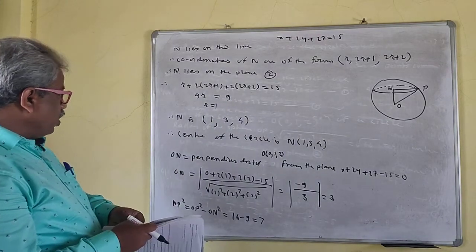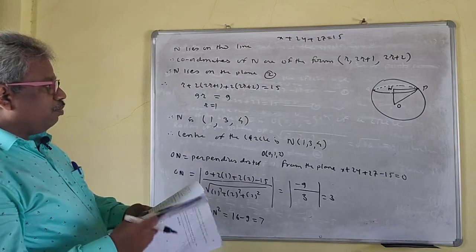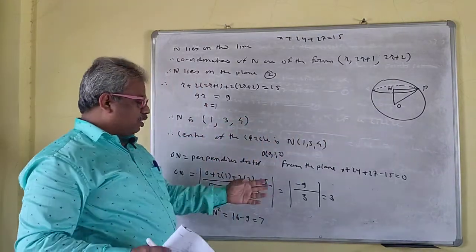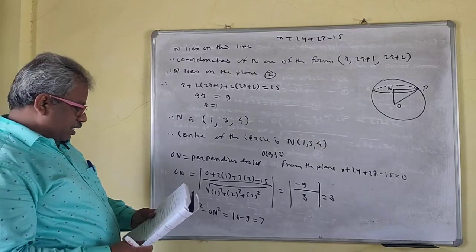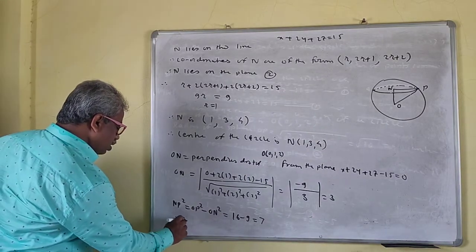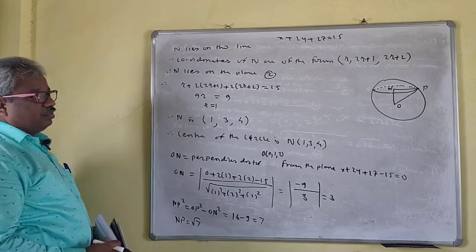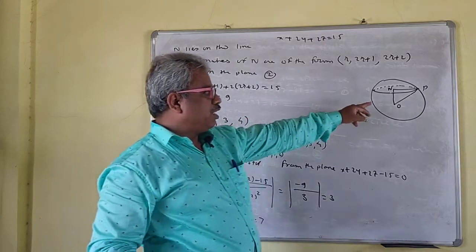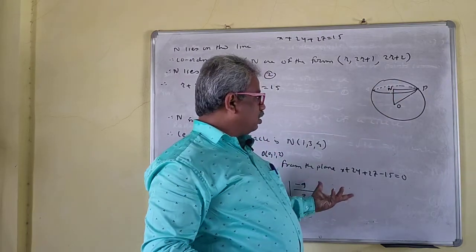So now ON, also two ways are fine, because you have the coordinates of O and the coordinates of N. By the distance formula also you can find it. So NP is equal to root 7. NP you have to find in this way. You can find it with the help of the distance formula.